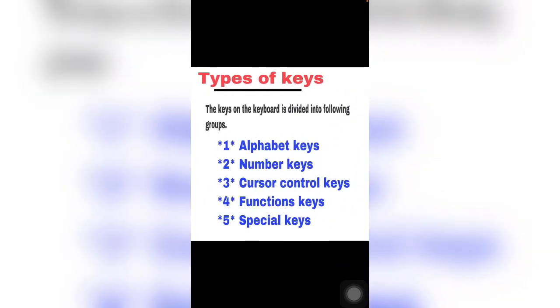Now here are the types of keys. Keyboard has a lot of keys, right? In this case they have a variety of functions and also a variety of uses. Okay, so here we discuss in detail all these types of keys. First one is alphabet keys, then second one is number keys, then cursor control keys, function keys, and last one is special keys. So here we start with the alphabet keys.